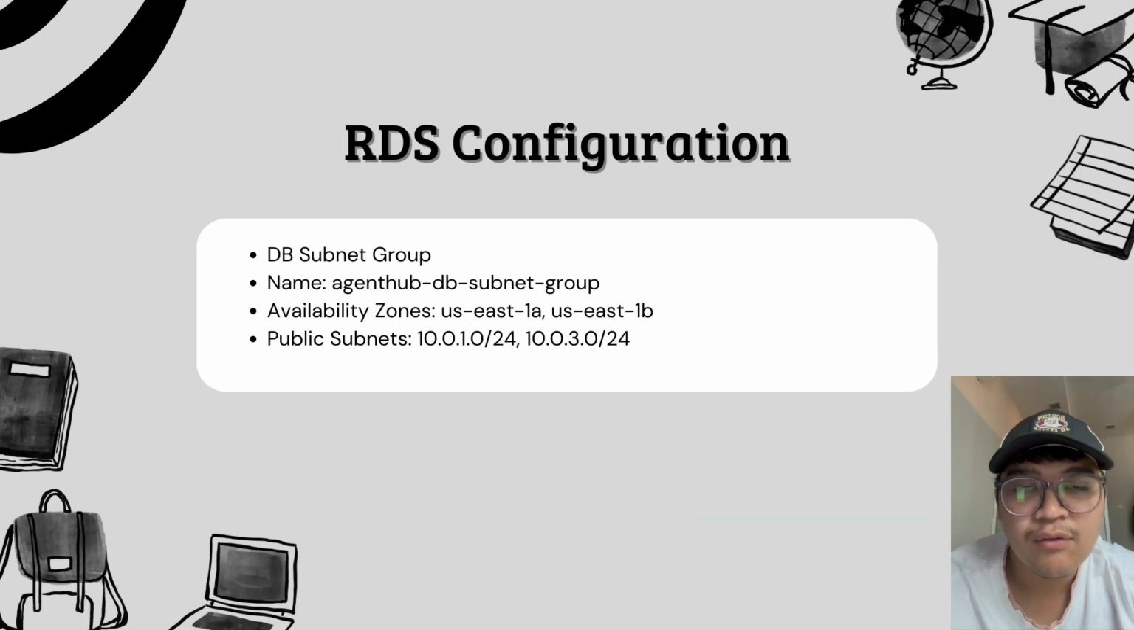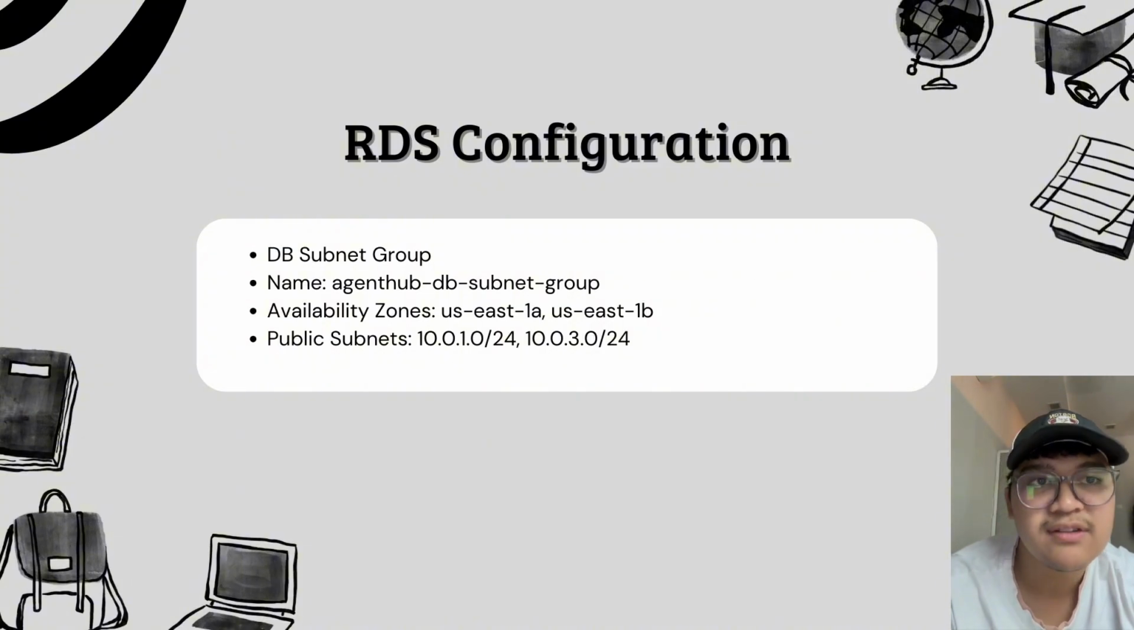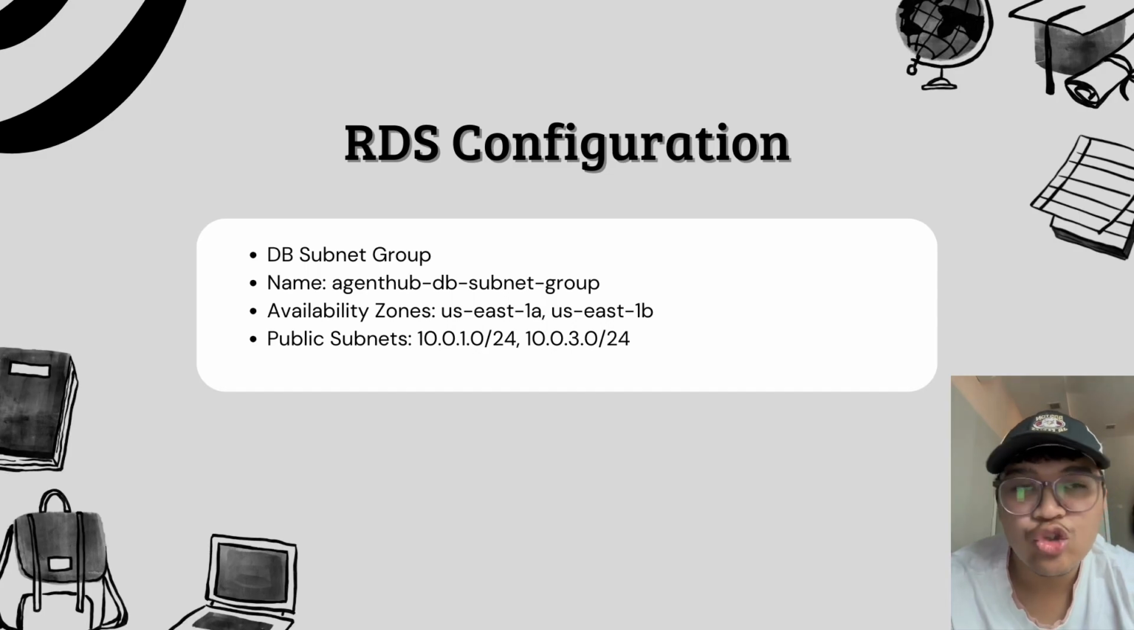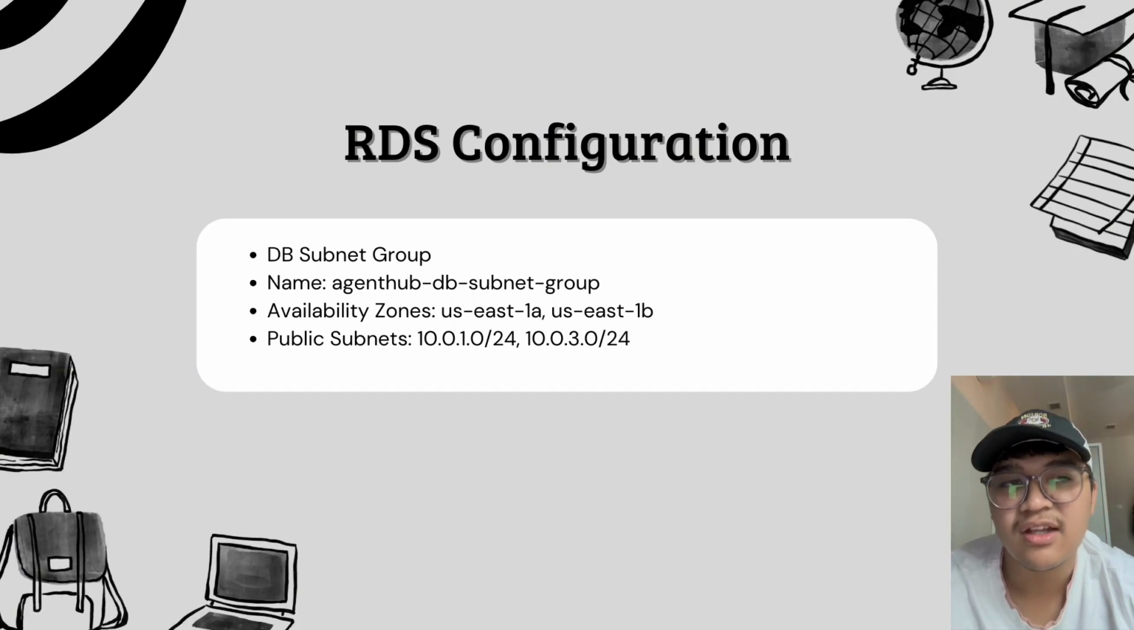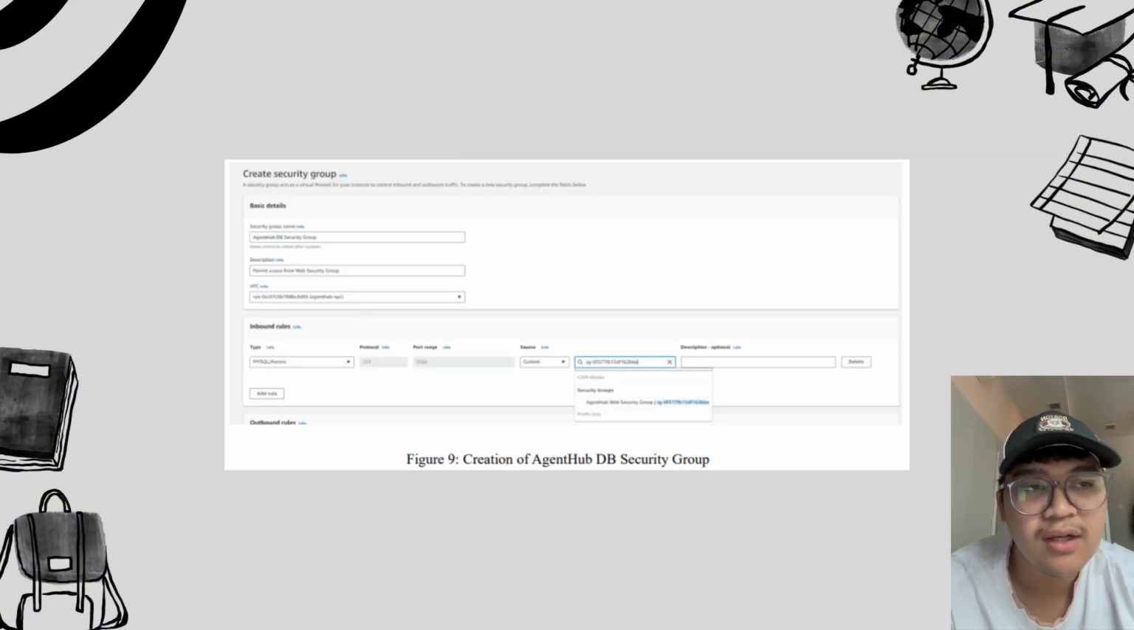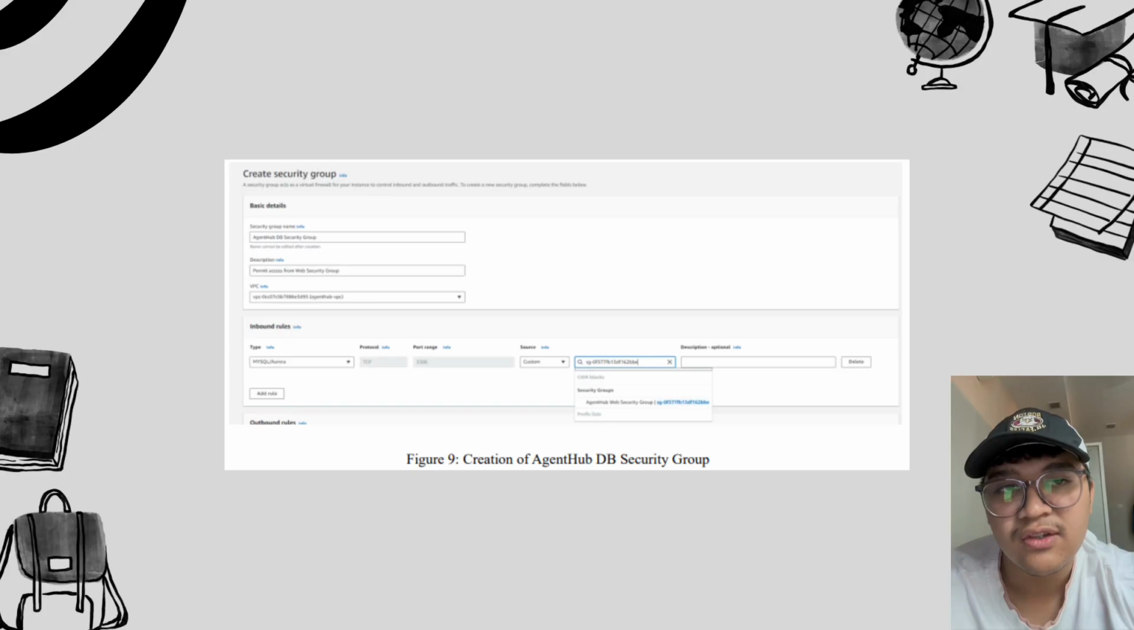And then RDS configuration, our database setup focused on performance, scalability and security. So we created an RDS database subnet group named agenthub-db-subnet-group, spanning multiple availability zones to ensure resilience. The public subnets were allocated to enhance accessibility and redundancy.